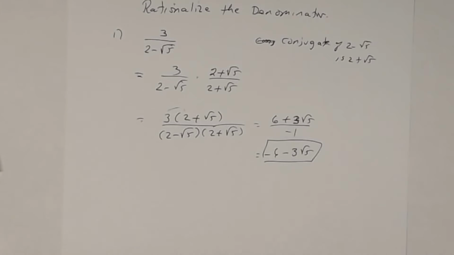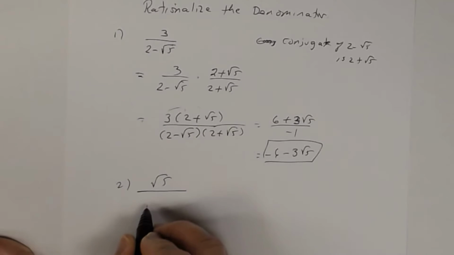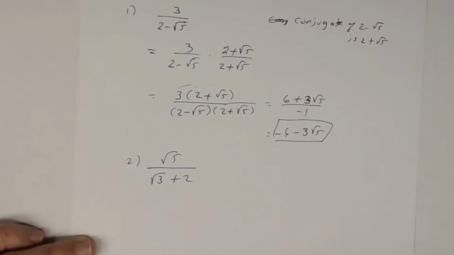All right, so that's number 1. Let's look at number 2. Number 2, you have the square root of 5 divided by the square root of 3 plus 2. All right. Now, technically, when we talk about conjugates, let me find that page.